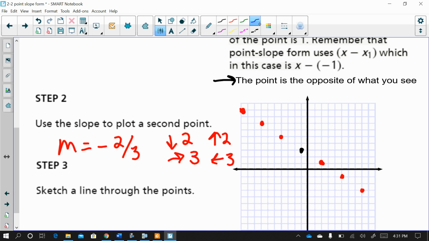And step 3, connect your dots. And that's all there is to it. Pretty easy. The hardest part is right here. The point is the opposite of what you see.